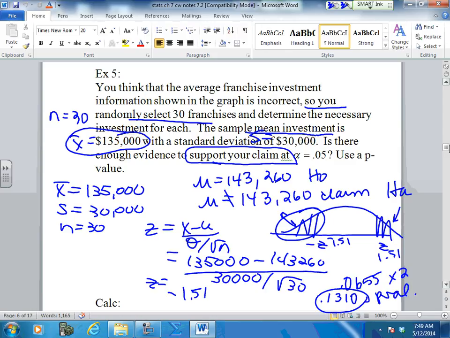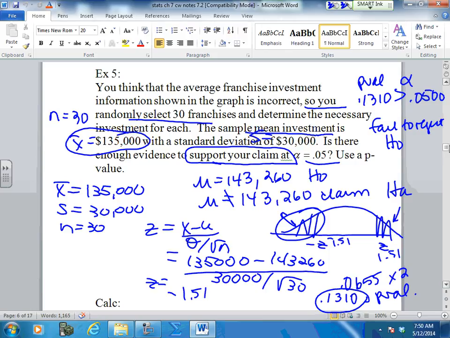Now, once we finish all this, we actually have to test against your level of significance. So we're testing your p-val against your level of significance. Your p-val is this, and your level of significance is 0.05. Easiest way, fill it with zeros. Make it the same length. And then drop the decimal and compare the numbers. So is 1,310 greater than or less than 500? Greater than. So what's your decision? Fail to reject H0. Okay? You fail to reject a null.